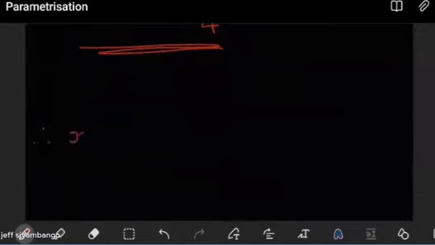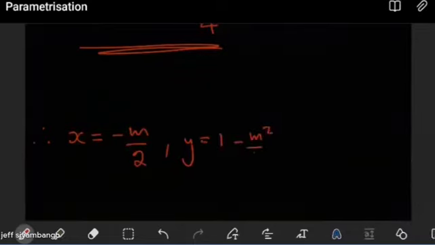The first parametric equation was in terms of x, and this was x equals minus m over 2. The second one was in terms of y, and this was y equals 1 minus m squared over 4. Now, in all the questions we did earlier, we had a control where we could specify how the parameter was changing.